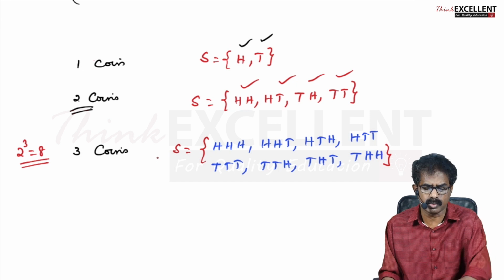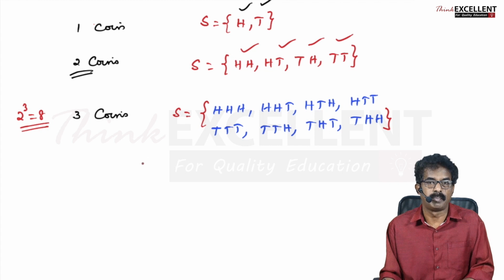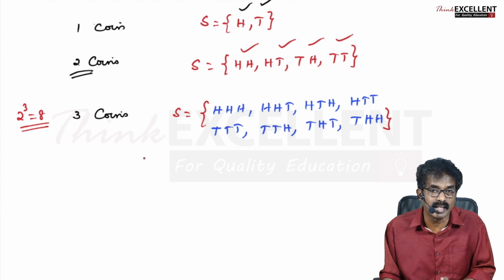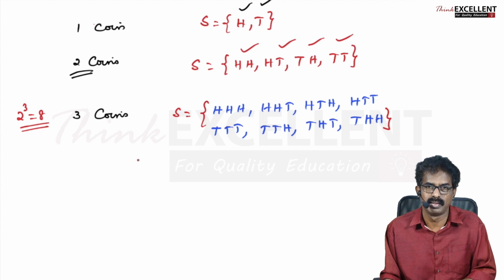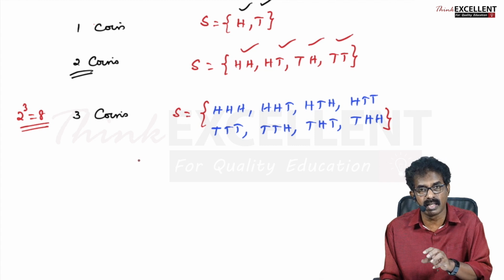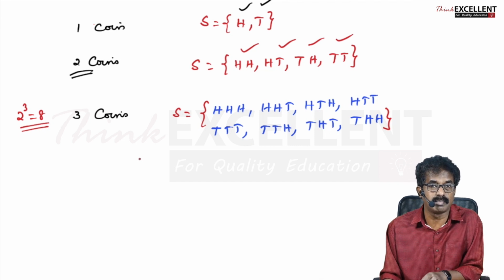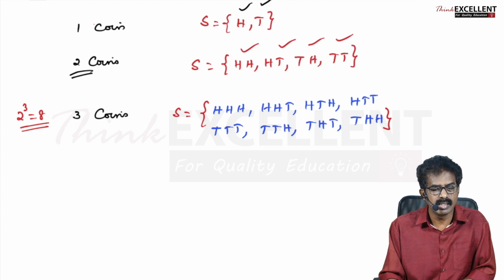For some competitive exam when you go, they may ask, suppose you are tossing a coin 5 times, then number of elements in the sample space. The formula 2 raised to 5, it is 32. So you don't need to write all the 32, right? So far in our syllabus, we have sums up to maximum 3 coins only. Okay. So this is one case.